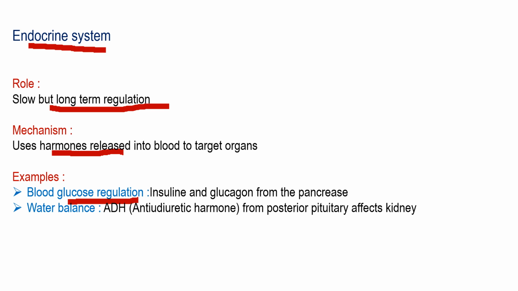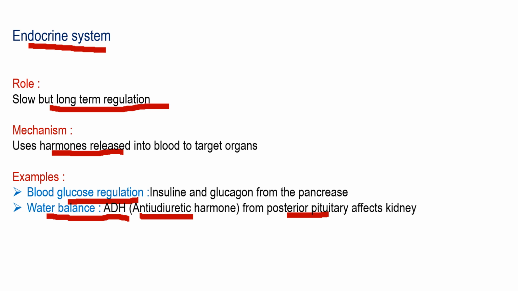Next is water balance. So whenever body needs conservation of water, for example in case of dehydration or hypovolemia, then antidiuretic hormone is secreted from pituitary gland, and it works on kidney tubules to increase reabsorption of water in body, and it decreases urine output.